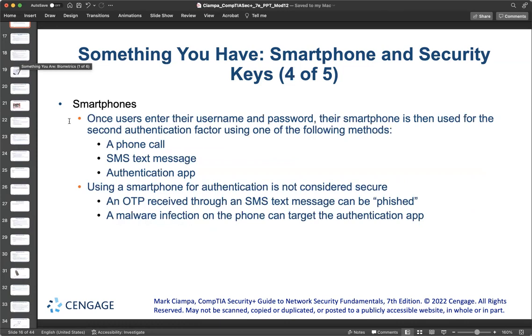So once a user enters their username and password in the website, their smartphone is then used for the second authentication factor using either a phone call, SMS text message, or even the authentication apps. You have the Microsoft Authenticator, you have the SecurID app. There are multiple apps that actually can act like the code you get from your SMS system, from the text message system. Those authenticator apps can provide the code to you, or some of them can just approve the connection.